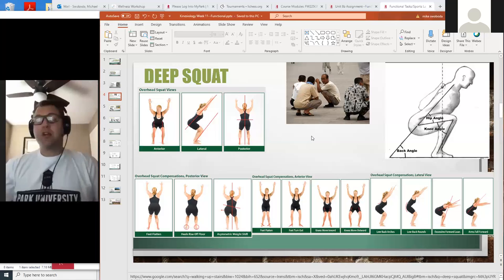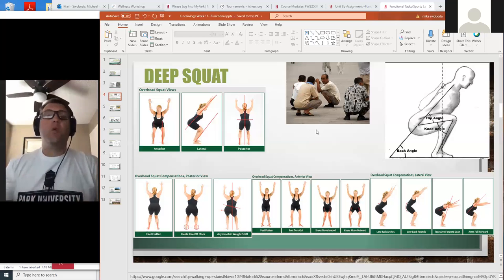Quick side note, and this may be too much information for you, but this is actually also the best position for defecating in. So if you need to poop, you want to bring your knees up towards your chest, because that will allow you to defecate a lot easier and a lot more thoroughly.